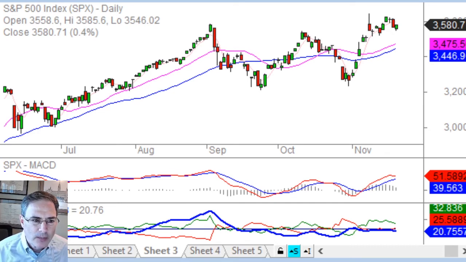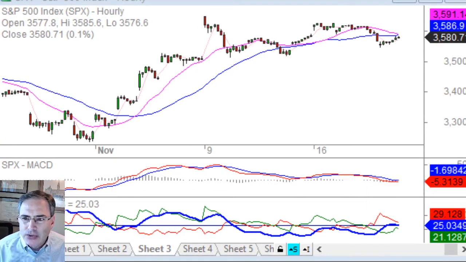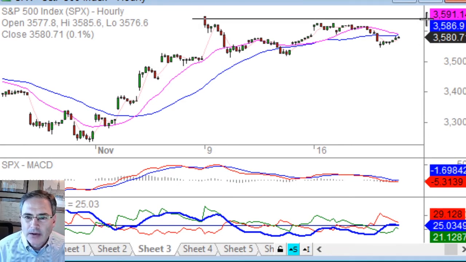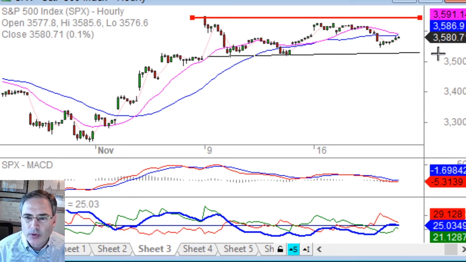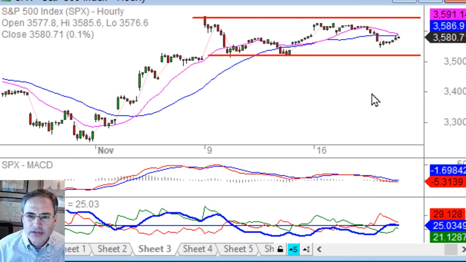If we take a quick peek at the hourly, not a huge amount of change here. What's taking place is we've got a resistance zone up here, and we've got a support level that I think is pretty important on this end, right around 3,500. So we're sort of contained in here. If we can take this out to the downside, then I think you've got to think we've got a little bit more downside risk and that we're going to spend more time in this trading range between 3,200 and 3,600.